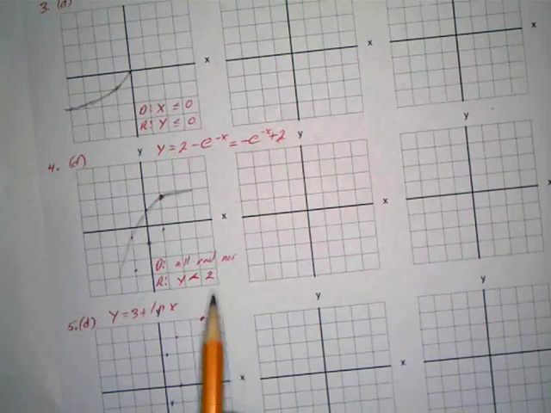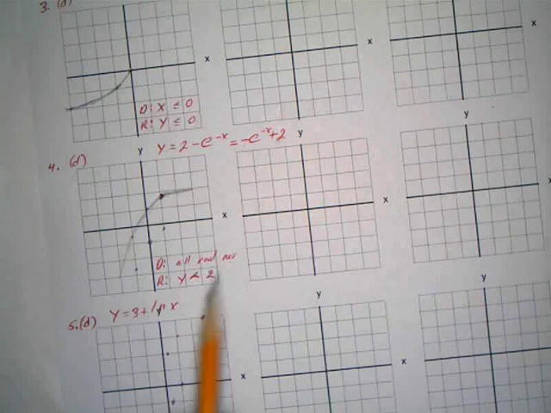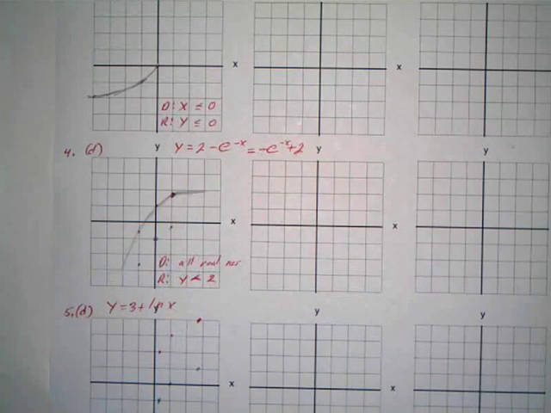So again, the domain will be all real numbers, but the range will be all y, but y is going to be less than 2 because I've got that shifted 2. Okay? So that'll give you those.